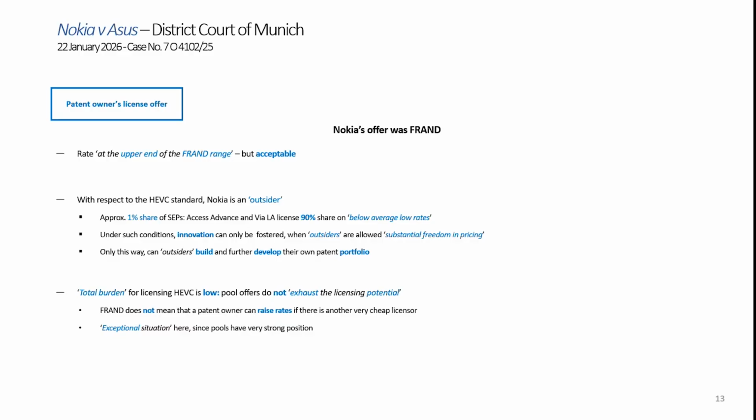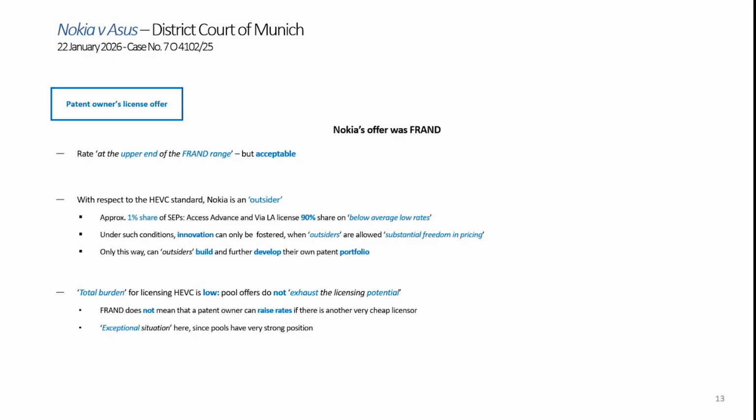considering that, it thought that Nokia is an outsider because it has, again, only approximately 1% of the share of the SEPs. And it said in these situations where you have these dominant players that license the standard at below average, low and very low rates, in these conditions, you should allow these outsiders, these companies that have only a minor part of the standard, to have a substantial freedom in pricing in order to be able to foster innovation.